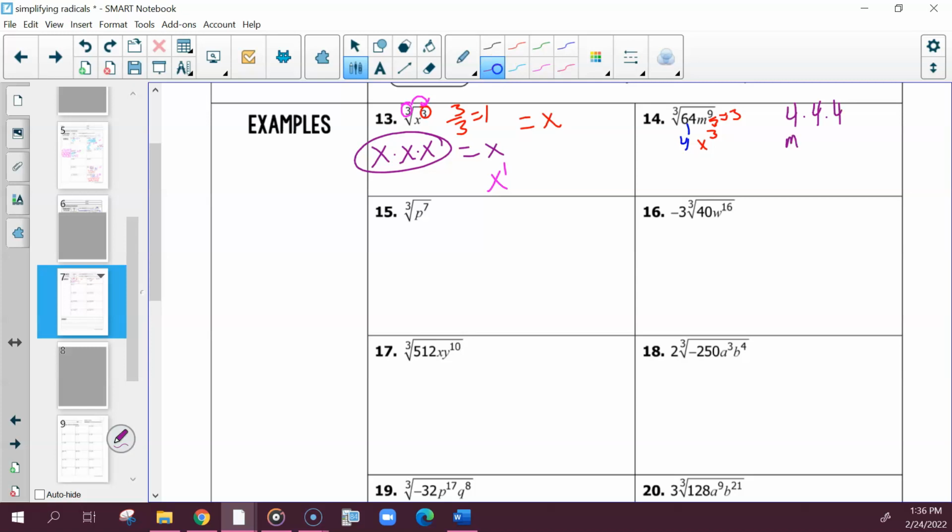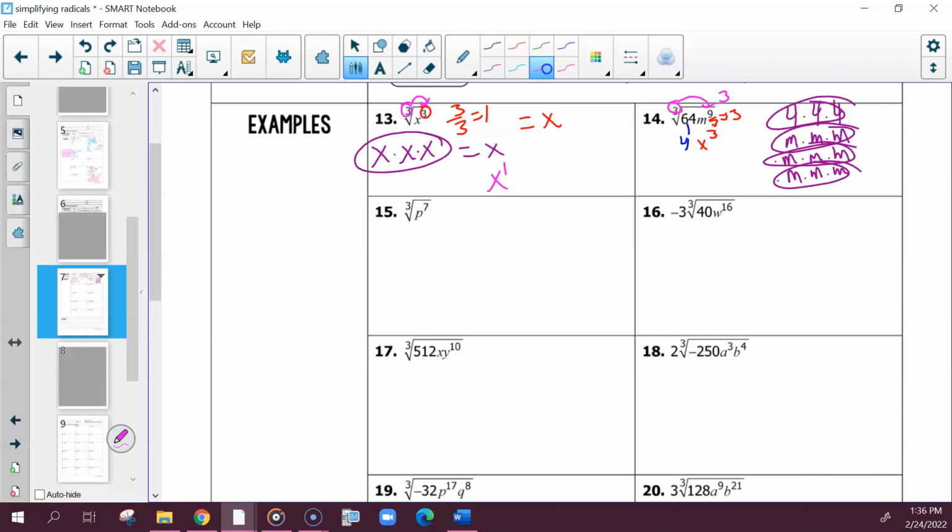And then if we had all of our m's, we have 1 group of 4s and 3 groups of m's. So all of those would come out of the radical, and there would be nothing left inside. And then the last one, 3 goes into 9 3 times, so that would be an exponent of 3. And then we'd have to simplify the 64.